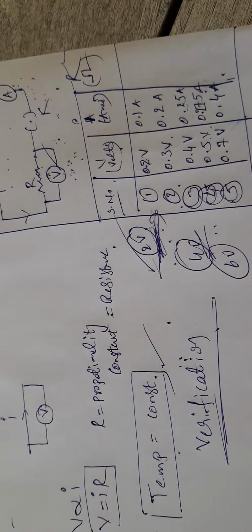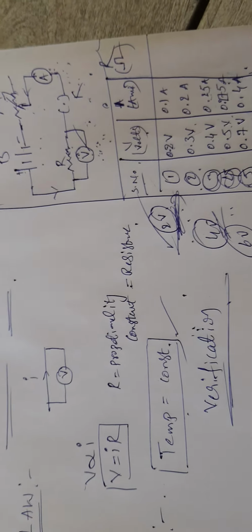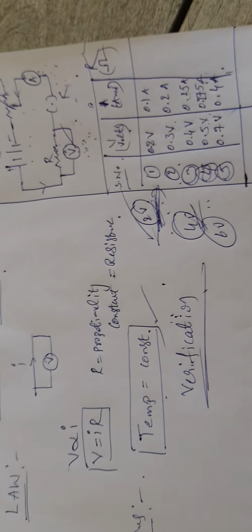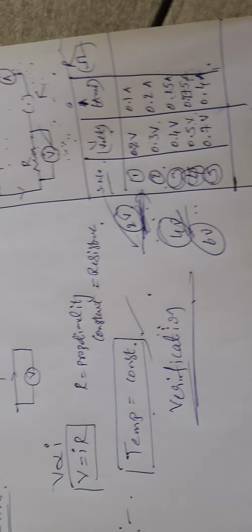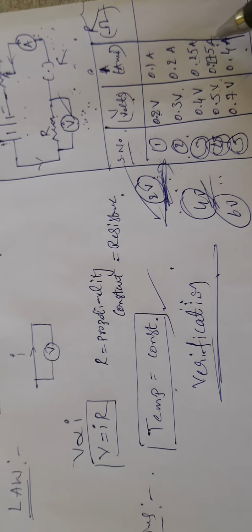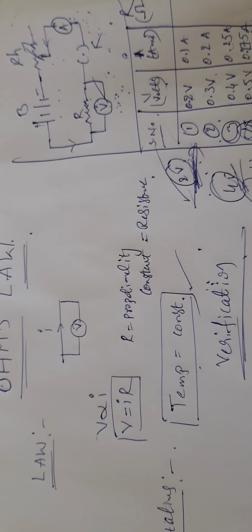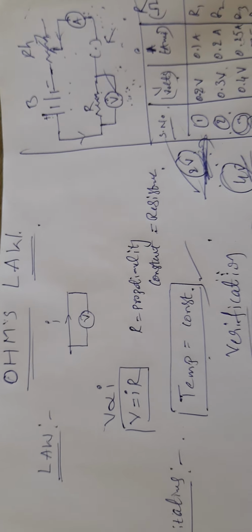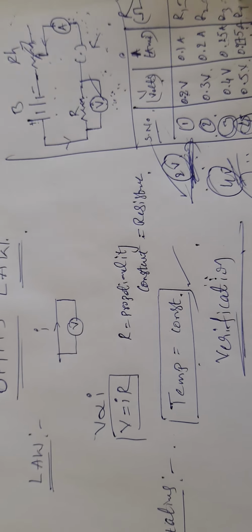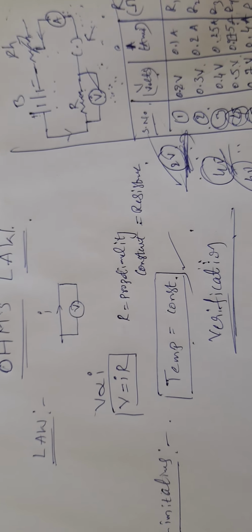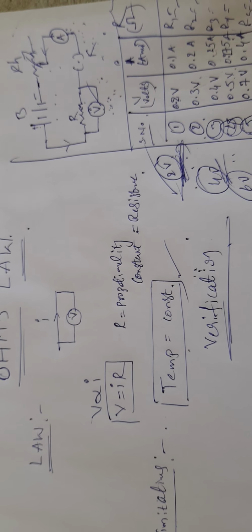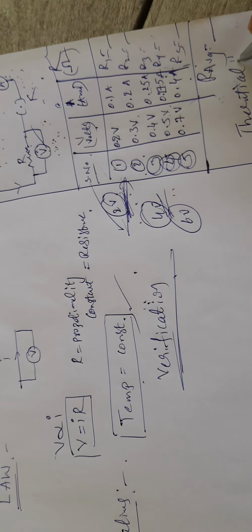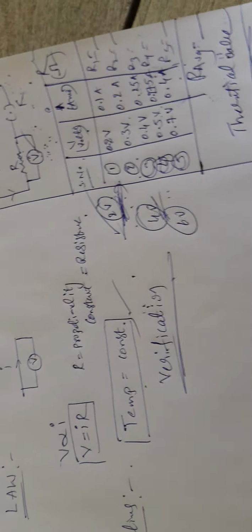Okay, as per Ohm's law, what is the aim? If we are increasing the potential difference across the wire, the current flowing through the wire should also increase. So if you see, the value goes on increasing. By using these values, R1, R2, R3, R4, R5, you calculate the theoretical values and take the average of the total. This we call the theoretical value of resistance.